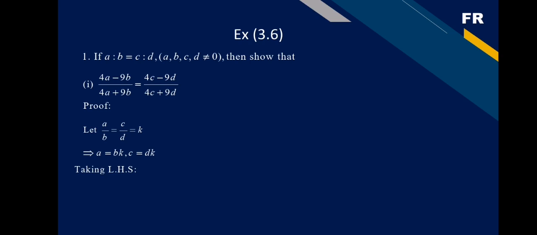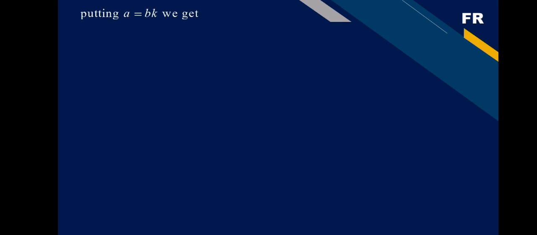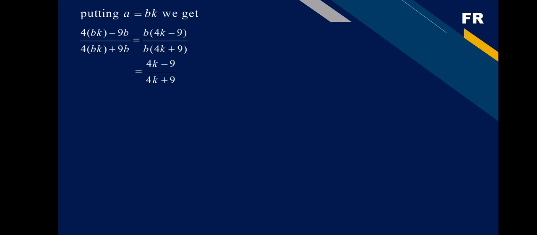Taking left hand side, we have 4A minus 9B by 4A plus 9B. In place of A we will put BK, and after putting BK we get 4 into BK minus 9B by 4 into BK plus 9B, which will be equal to 4BK minus 9B and 4BK plus 9B. B is the common factor in both the terms, so taking out B as a common factor, we get B into 4K minus 9 by B into 4K plus 9. B will be cancelled out with B, and we will be left with 4K minus 9 by 4K plus 9.